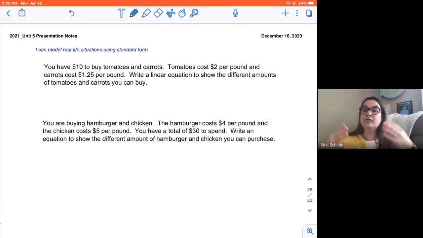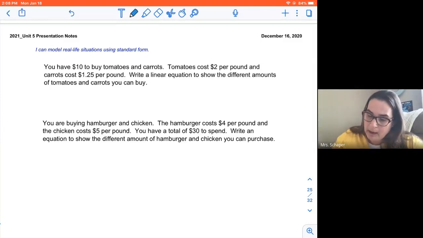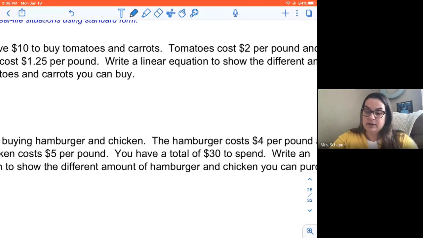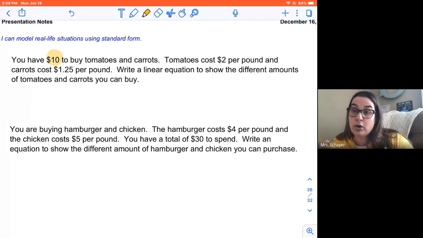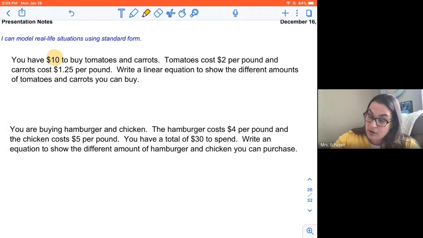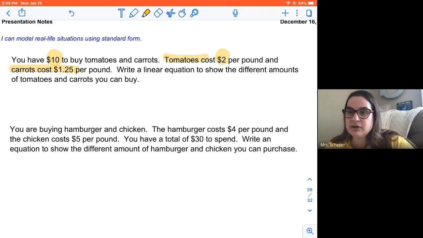So here we're going to be going from story scenarios to algebraic, like going from English to Mathlish. All right, let's walk through this together. Number 1, you have $10 to buy tomatoes and carrots. That's my total amount of money I have. Tomatoes are $2 per pound and carrots are $1.25 per pound. We want to write an equation to show the different amounts of carrots and tomatoes we can buy.